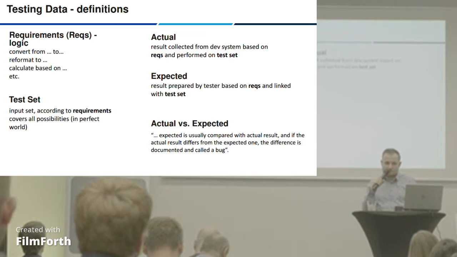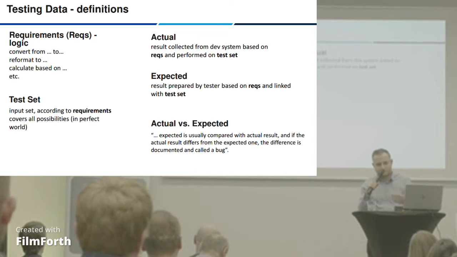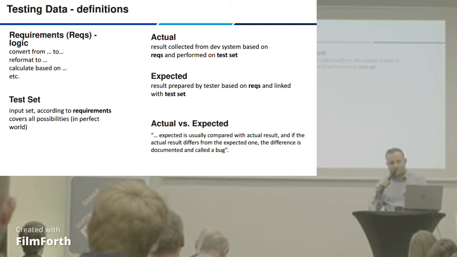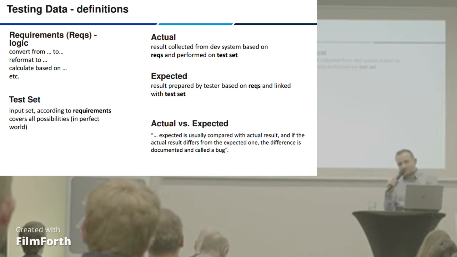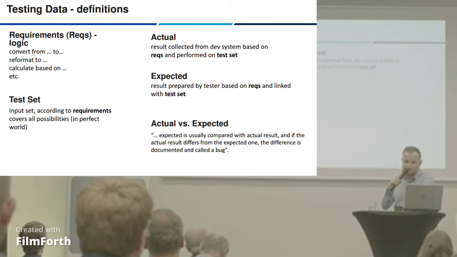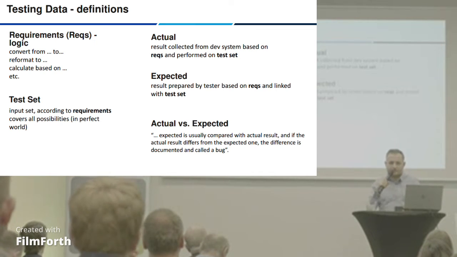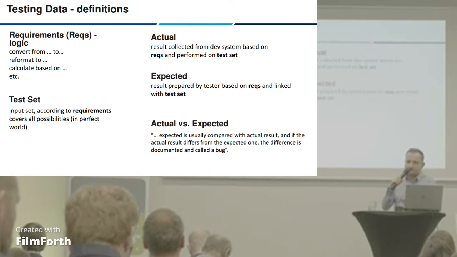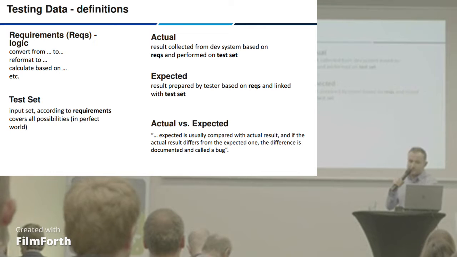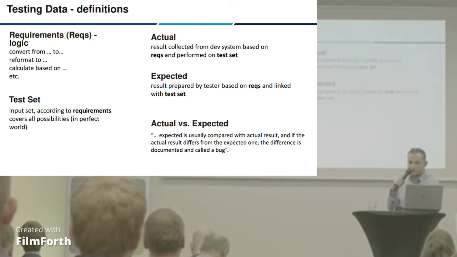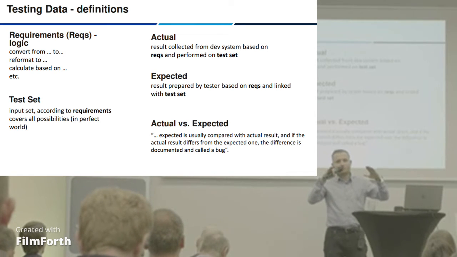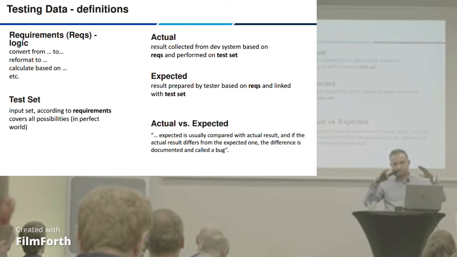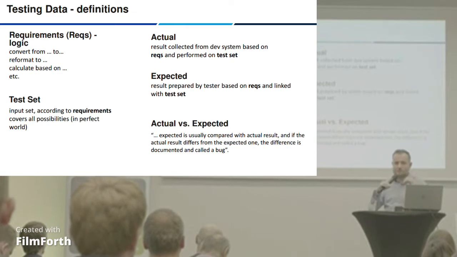Actual, we know what actual is. This is the result from our developer system, based on the requirements, and we feed this developer system with the test set. And expected. This guy is important for us. It is prepared by the tester, of course, based on the same requirements, and linked with the test set. And here we've got different methods to prepare it. And of course, the test assertion, yeah? So we compare the actual and expected together. That's fine: actual versus expected.